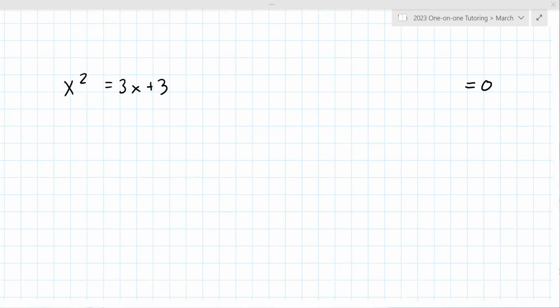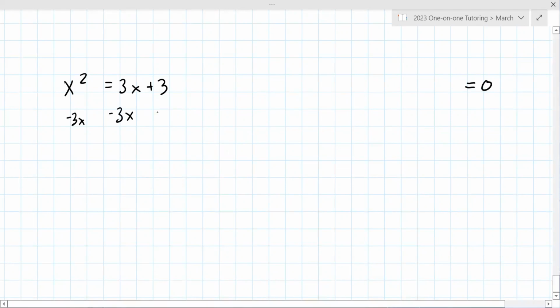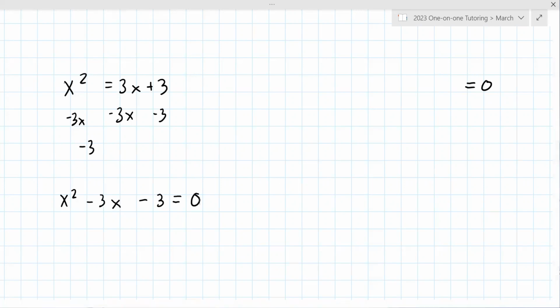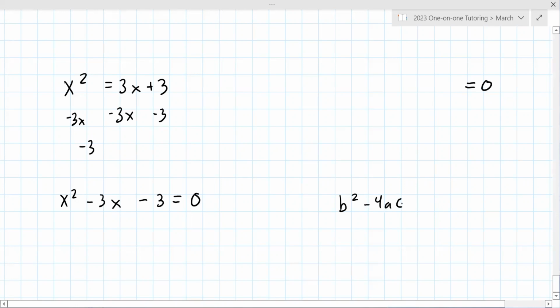Move everything over to one side. Yes, and we're going to move everything left, because you want x squared to be positive. X squared minus 3x minus 3 equals 0. So if you get a problem and it's not equal to 0, guess what? You make it equal to 0. No mysteries there. All right. So I again want you to find the b squared minus 4ac for us, please.